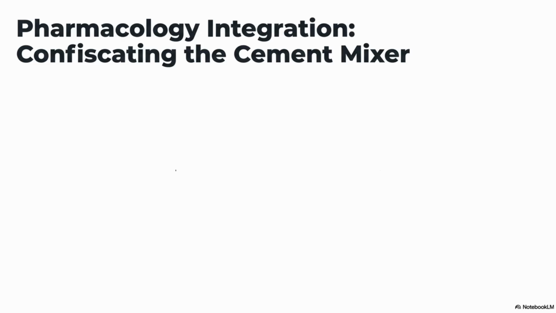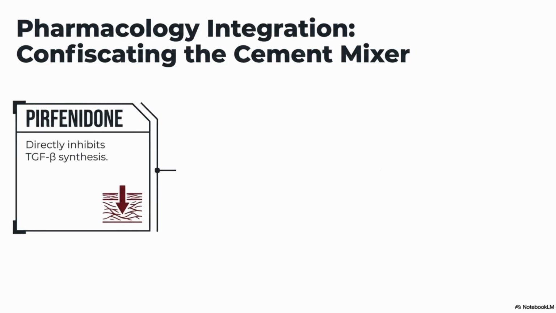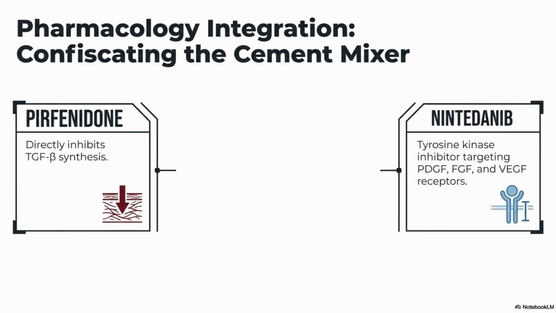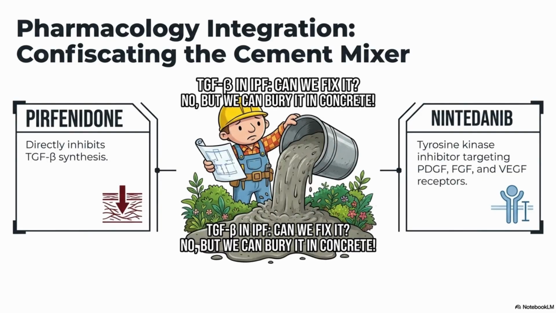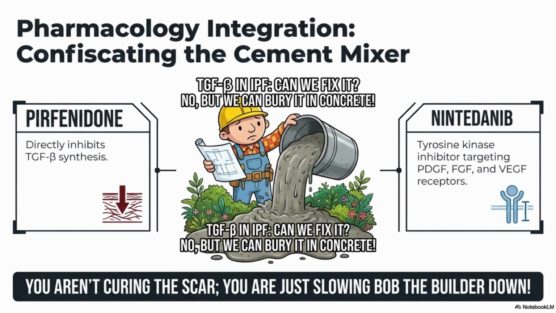Moving to pharmacology integration, we are confiscating the cement mixer. First is pirfenidone, which directly inhibits TGF-beta synthesis. Second is nintedanib, a tyrosine kinase inhibitor targeting PDGF, FGF and VEGF receptors. Regarding TGF-beta in IPF, can we fix it? No, but we can bury it in concrete. Remember, with these drugs, you aren't curing the scar, you are just slowing Bob the Builder down.